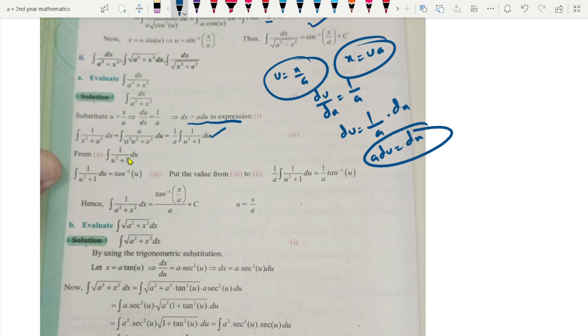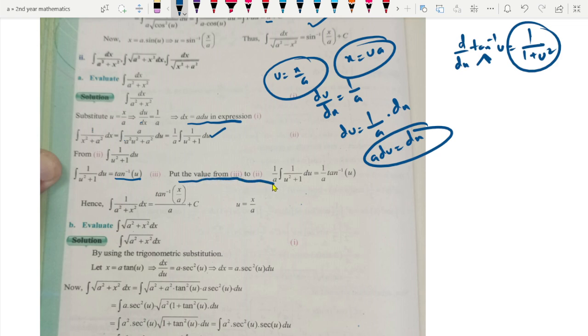The integral of this one is equal to tan inverse of u. We know that when you take the derivative of tan inverse of u, this is equal to 1 divided by 1 plus u square. So simply when you take the integral of this one, you will get this one. Okay, so put the values of this one in the equation. So this is equal to this one.